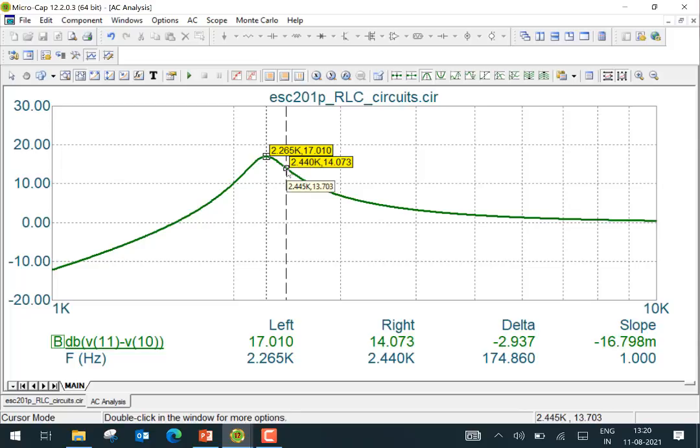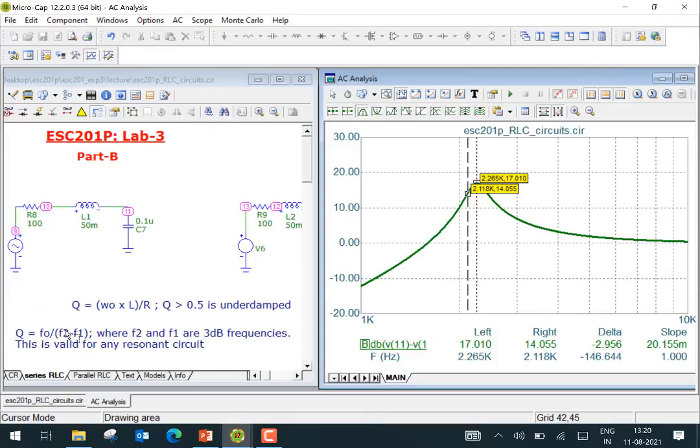If you want to find out where F1 is, there's another 3 dB frequency here. So let's go on this side here. We have to go to 14 here, right? Approximately, we have to position it properly. Right here, 2.118. So you know all these frequencies: F0, the center frequency, and the two 3 dB frequencies, one above F0 and one below F0. And then you can use this expression to measure Q factor. And then you have a formula for Q factor and you can compare the two, right? You can do both of those things here.